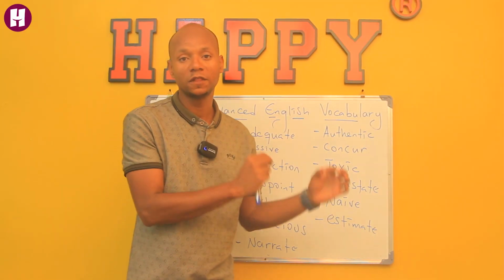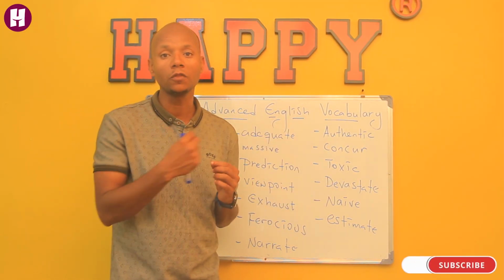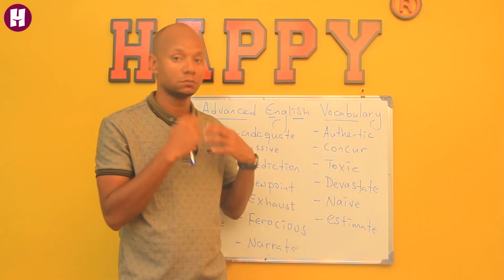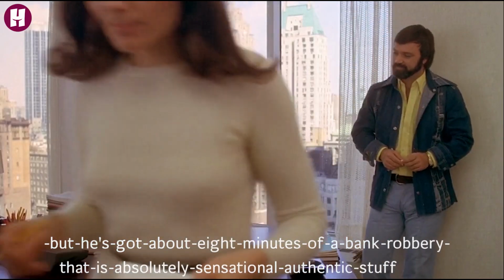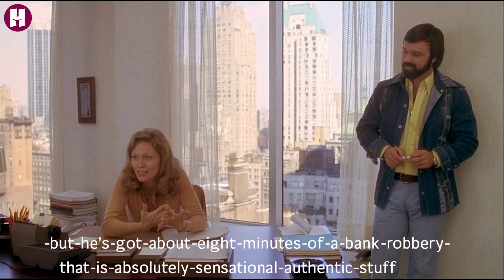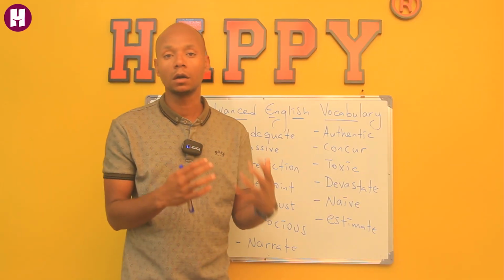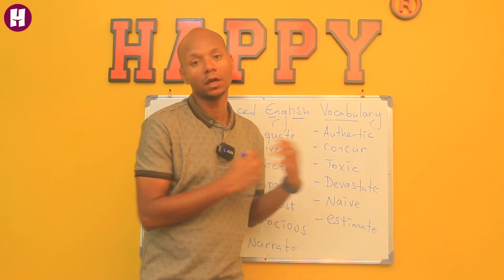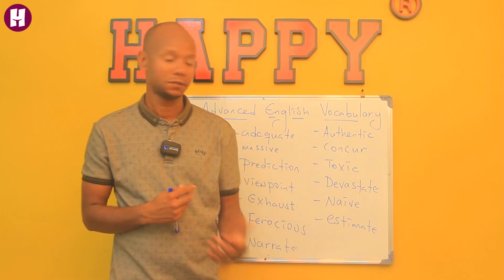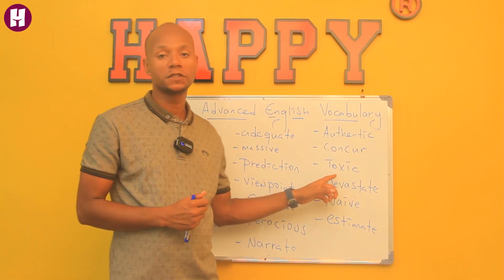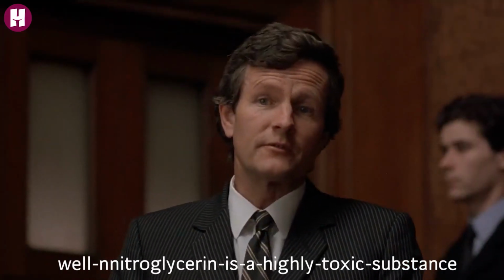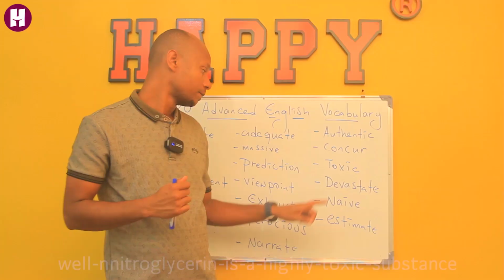Next one, authentic. Authentic means original. Real ማለት ነው. But he's got about 8 minutes of a bank robbery that is absolutely sensational. Authentic stuff. Conquer. Conquer means to agree. I conquer with you, but conquer ማለት to agree, መስማማት. Do you concur? Toxic. መርዛማ. Well, nitroglycerine is a highly toxic substance.